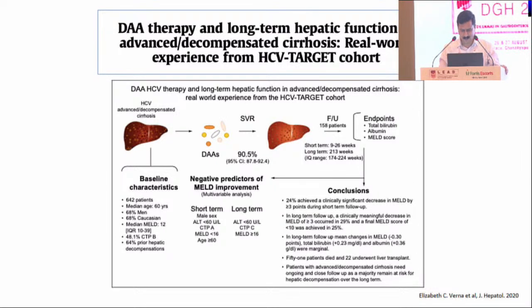That's significant. However, they also saw one thing, that over a period of 5 years, this mean change in MELD and albumin was just marginal. And what they said was, if the ALT is less than 60, if they have CTP score C and MELD more than 16, then the response to treatment might not be very good and the development of complications might not be different.